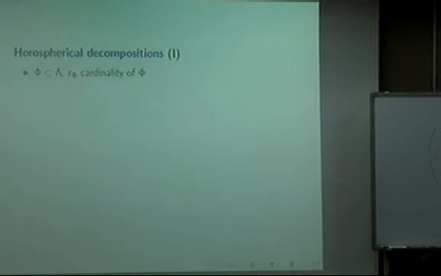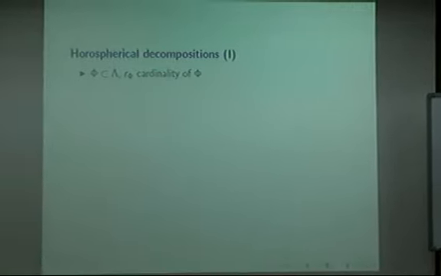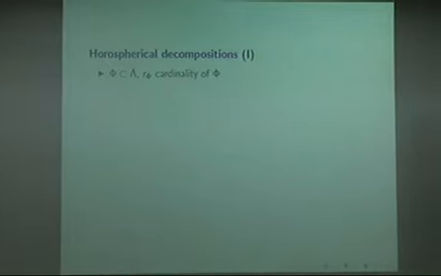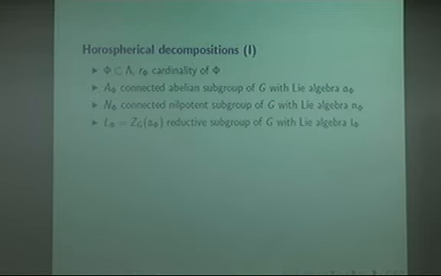So now I come to the geometry. What does this tell us about the geometry? Again, we choose a subset phi of the set of simple roots. By R phi, we denote the cardinality of phi. We have these subalgebras. A phi is a Lie algebra. We exponentiate, and we get an abelian subgroup of G. We have the nilpotent Lie algebra N phi. We exponentiate, we get a nilpotent subgroup of G. All straightforward. Same with L phi.